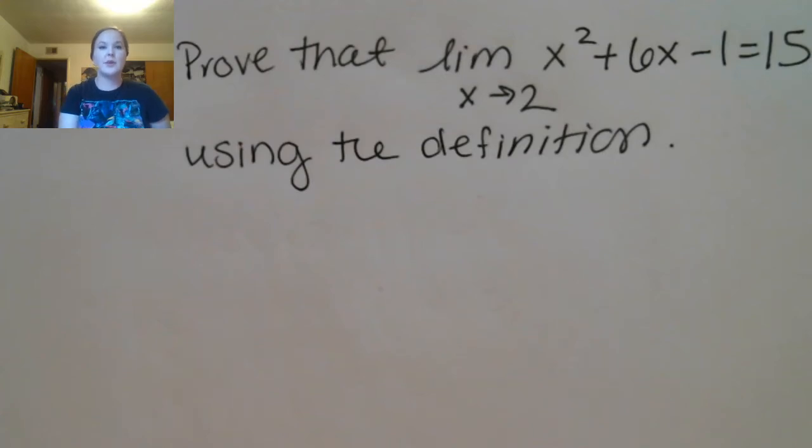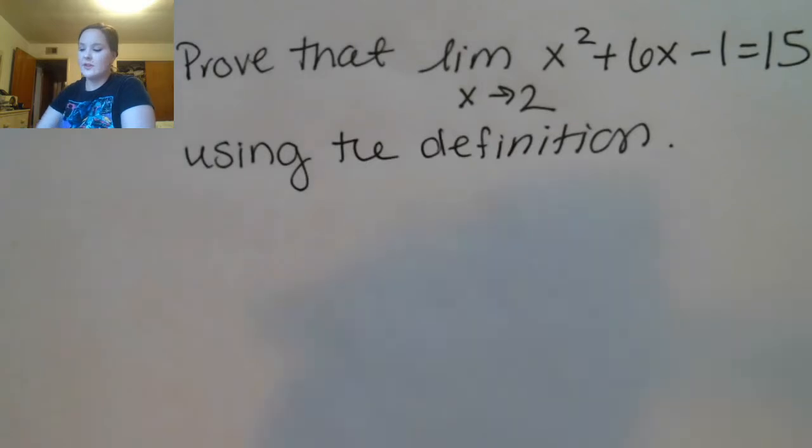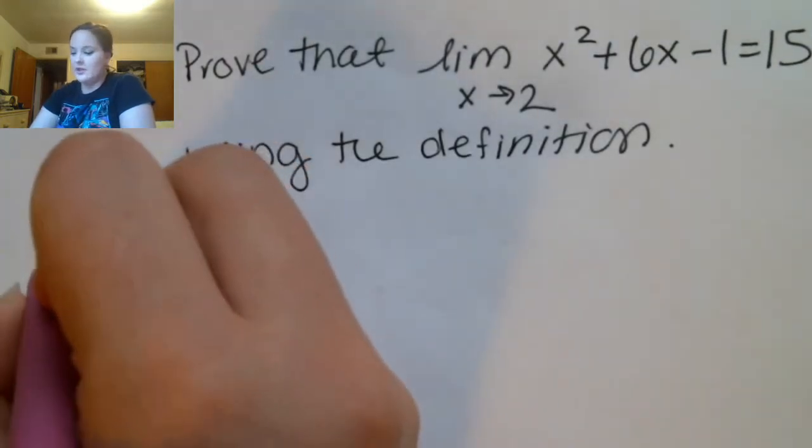Hi everybody, so we're going to do another example of using the epsilon delta definition of the limit on a quadratic function. Okay, so again, the first thing I'm going to do is write out the definition.